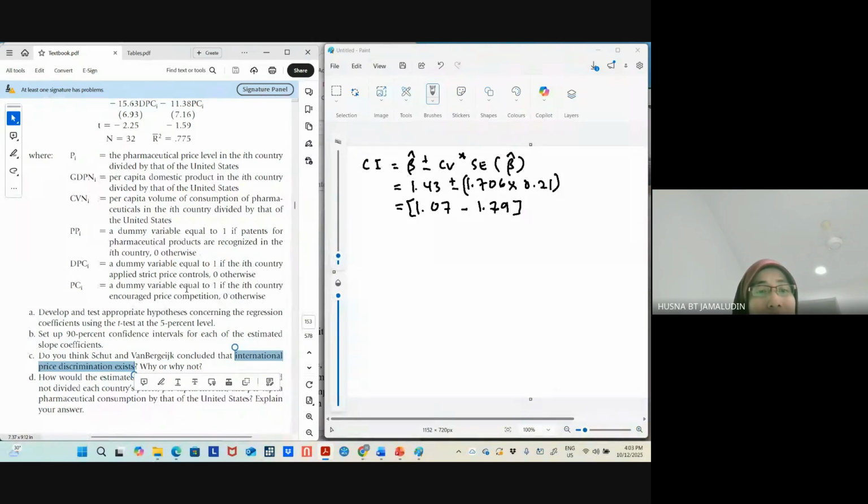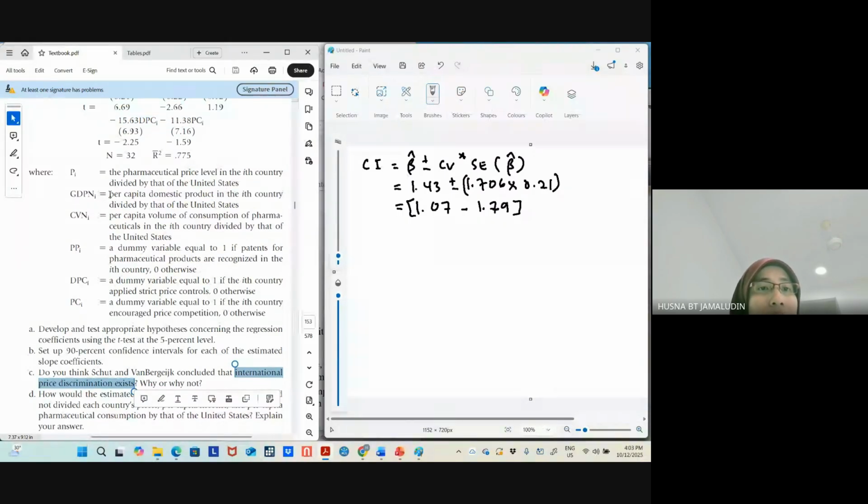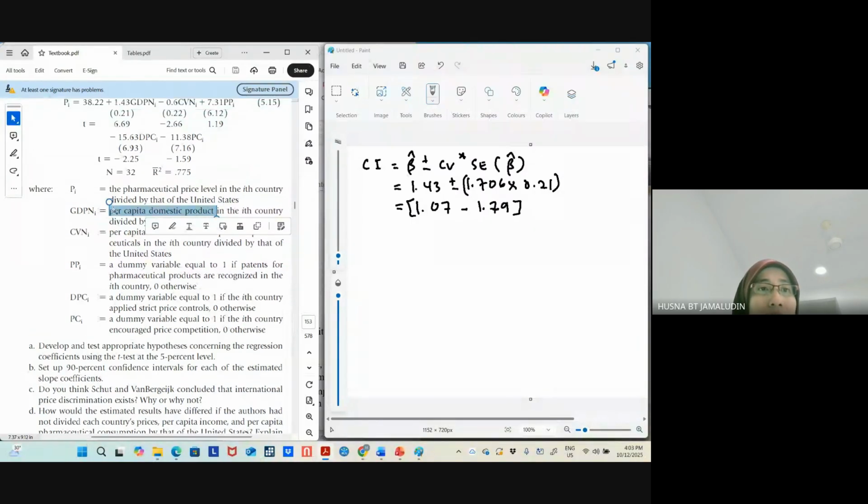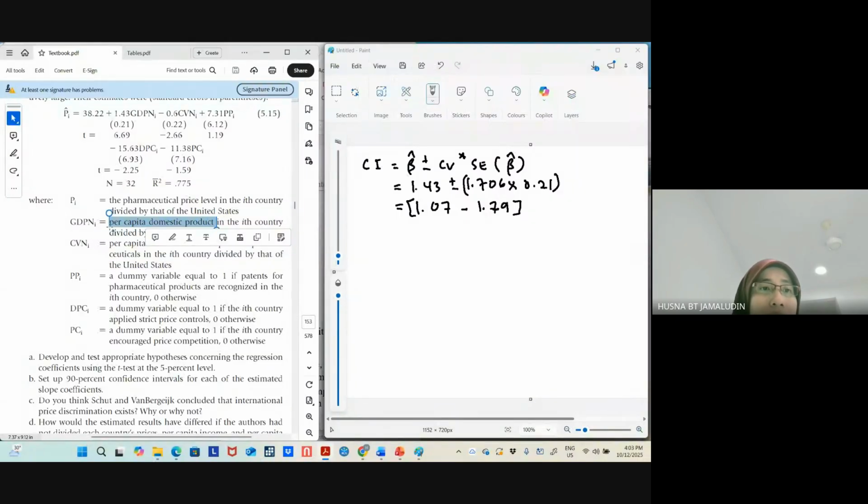What will you say just now? You are not paying attention. How do we measure price discrimination? Remember, they mentioned that the per capita domestic product is used as an indicator to measure price discrimination. So they hypothesize that this GDPN will have a positive impact on the price. So when you test the variable and it is found to be significant, it means that price discrimination exists. Have we tested for this just now? We have tested the hypothesis, right? What did you get?